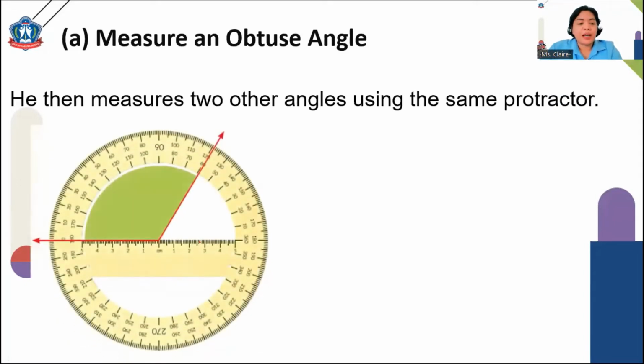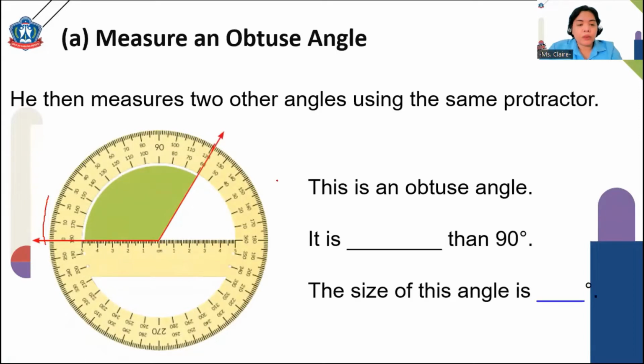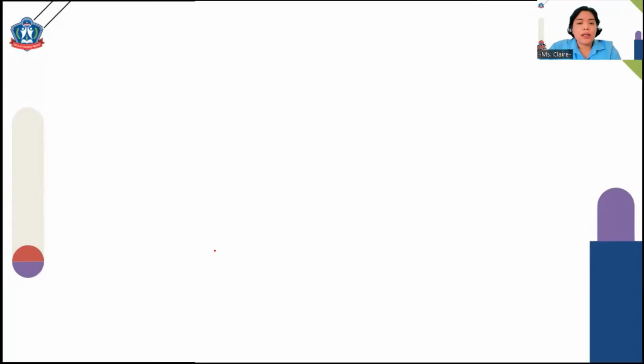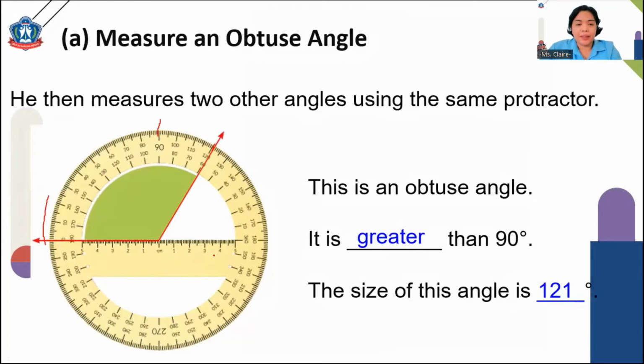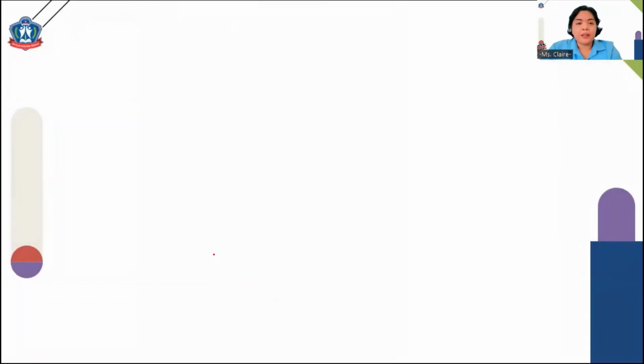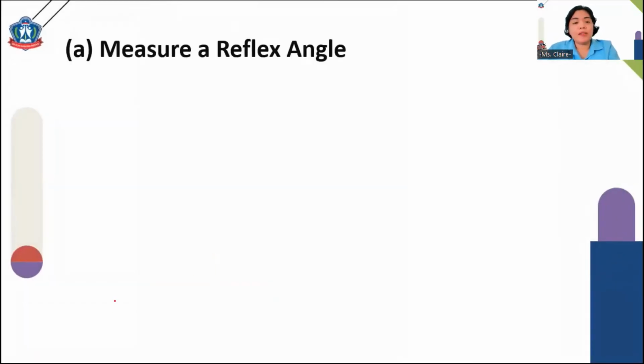Okay, still the same, we are using the baseline on the left side, so we will read the outer scale here. If you can see, this angle is more than 120. So this is greater than 90 degrees because 90 degrees is only around here. So an obtuse angle is greater than 90 degrees and the size of this angle is 121 degrees. Okay? Now, let's measure a reflex angle.